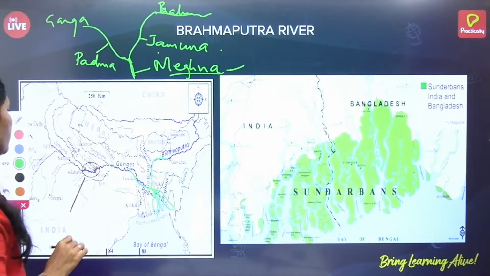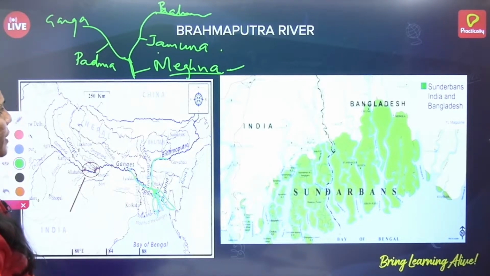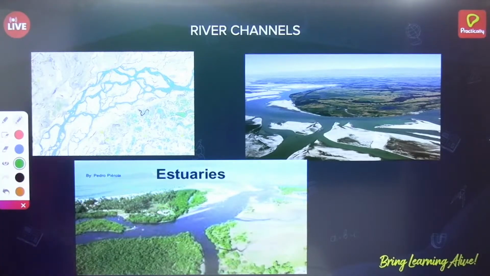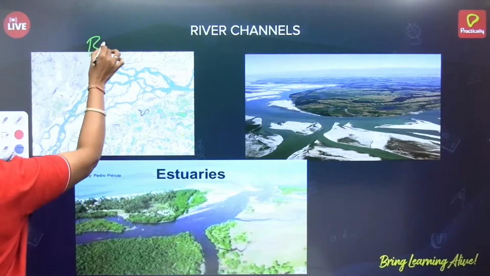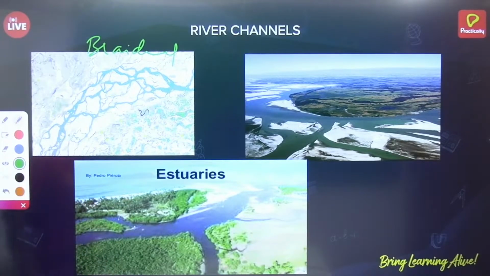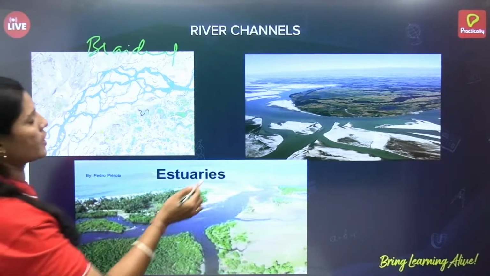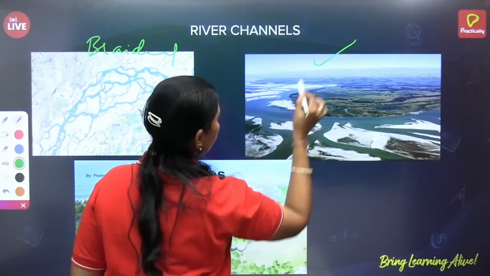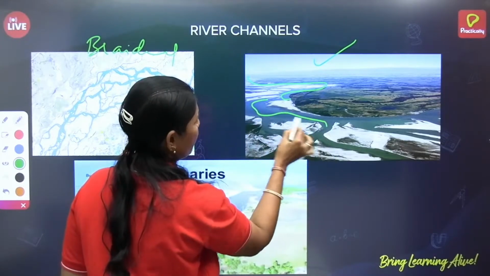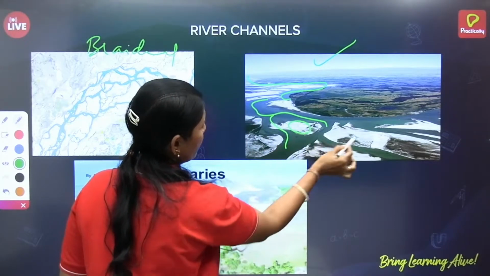So that is the end of the Brahmaputra course. You can find the Sundarban delta in the next image. Yes, you can see river channels over here, braids which have been formed. This is the image about Brahmaputra. Because of the excess of water, we can find riverine lands. These are called riverine lands.